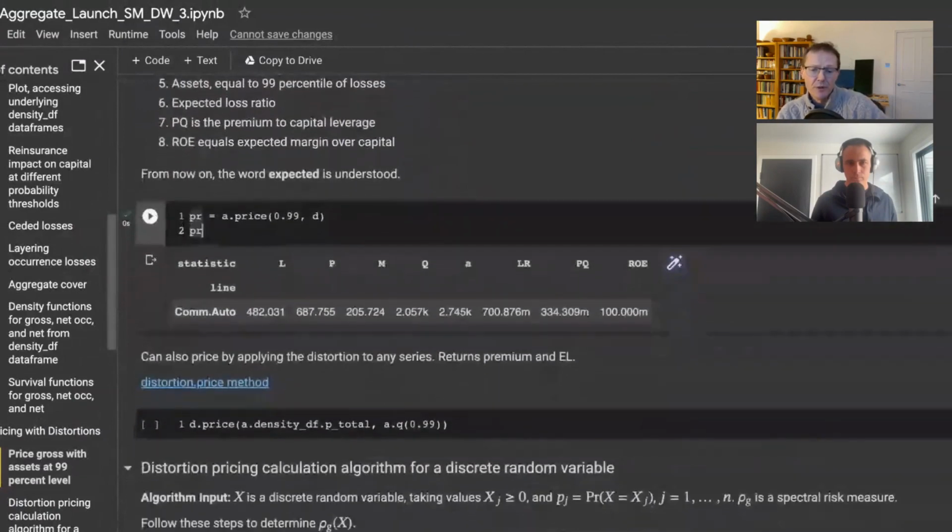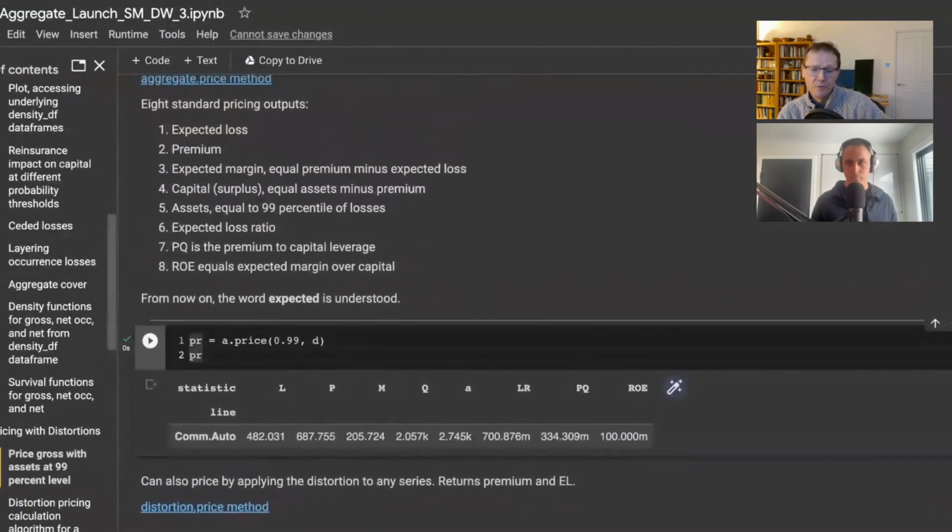To do the pricing, you need to give two variables. You need to say how much assets you're going to support the risk with, and you need to give a distortion, right? That's going to adjust the probability. So what we've executed here, A is the object we created for the commercial auto.